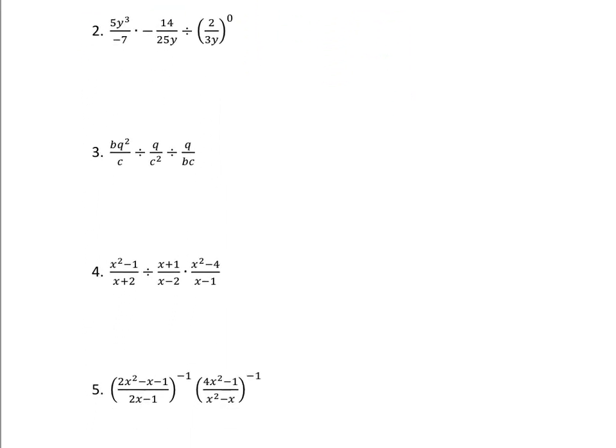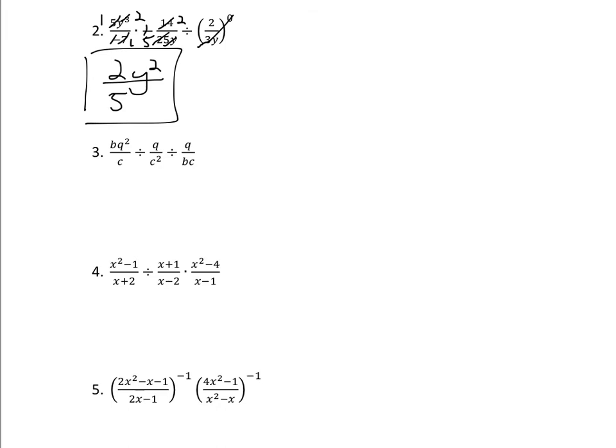Okay, number 2. Similar, but now I'm going to throw some variables in there, right? We know this 0 power changes this to just 1, so you don't even need that, right? You're going to divide by 1 at the end, so none of that's important. So we're just going to multiply. Okay, so we can cross cancel. The negatives go away. The 7 and the 14 cancel. The 5 and the 25. And 1y. And we're left with 2y squared over 5. Perfect.